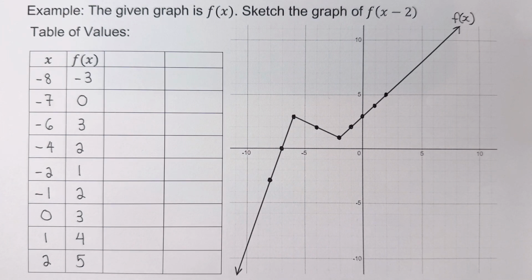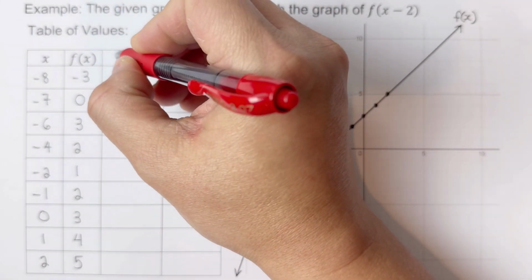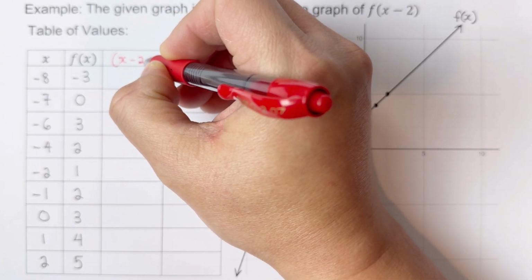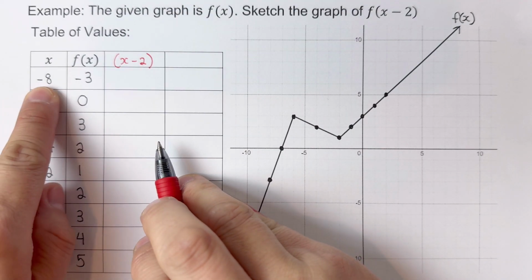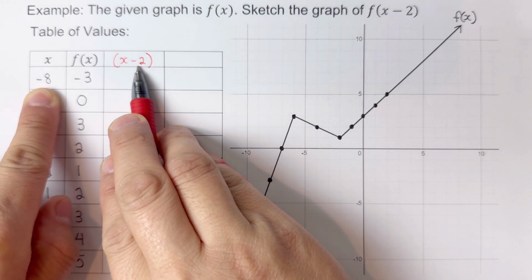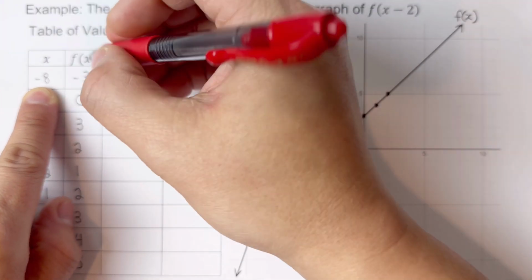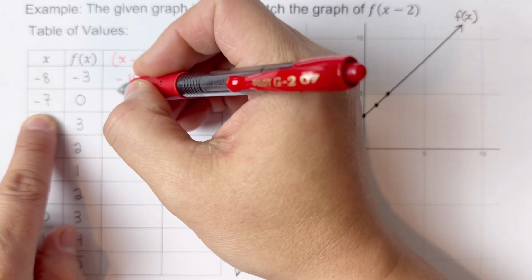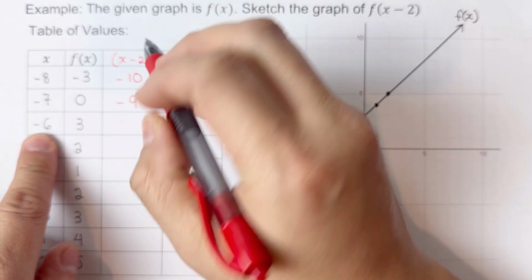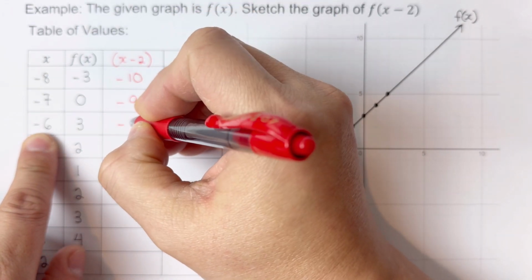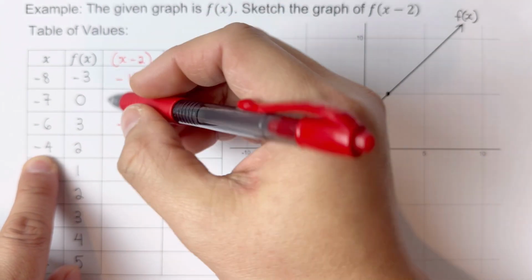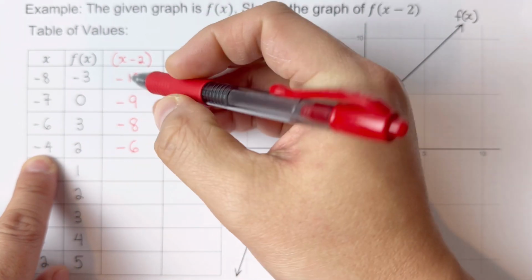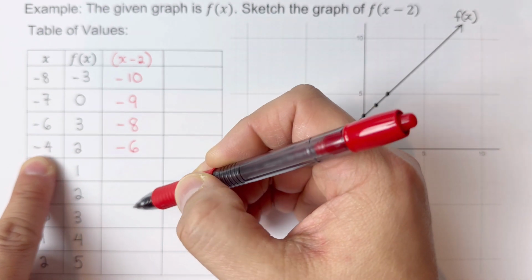Okay, the next step that we are going to do is, since we say this is f of x minus 2, we are going to determine our x minus 2 first. So that means whatever the value of x, we're going to subtract 2 from it. So this would be -8 minus 2 is -10. -7 minus 2 is -9. -6 minus 2 is -8. -4 minus 2 is -6. And I will do the rest of these blanks right here.